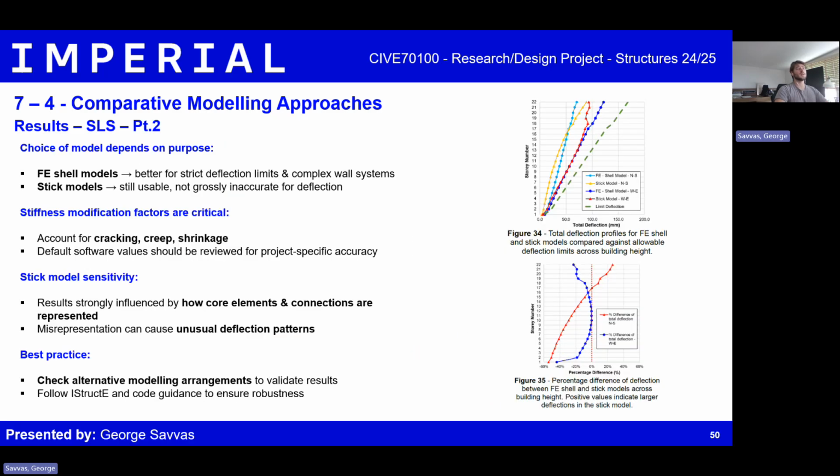So, to conclude, the choice between FE shell and stick models really depends on the project aim. If strict deflection control is critical, shell models capture wall behavior more realistically, but stick models aren't unusable. Their reliability depends heavily on stiffness factors and how connections are modeled. The unusual deflection trends we saw highlight this sensitivity, reinforcing the need to test alternative arrangements to ensure robust predictions.